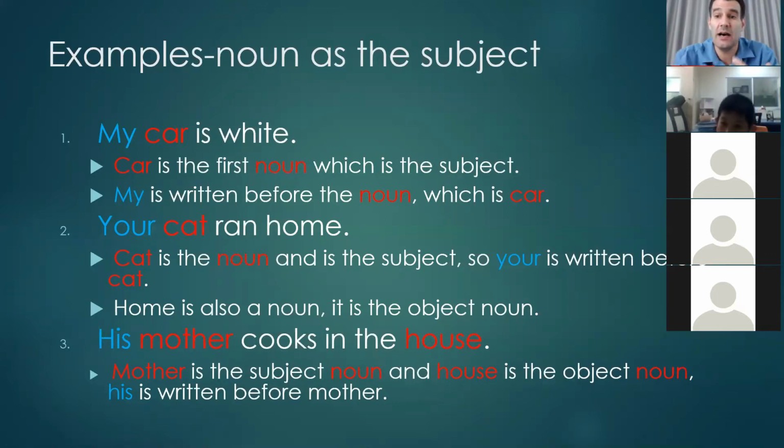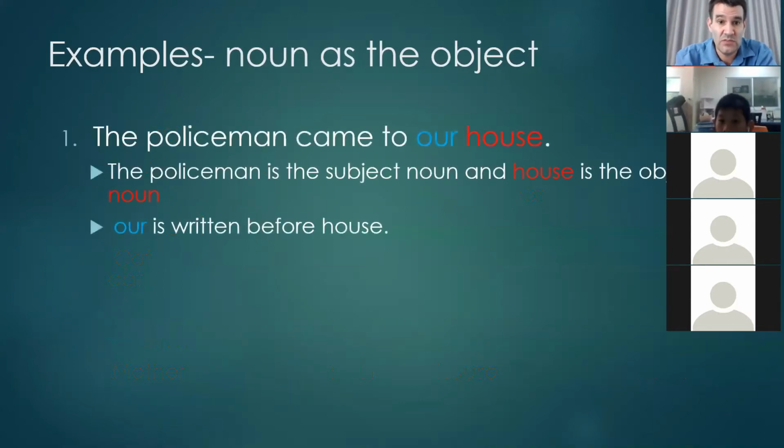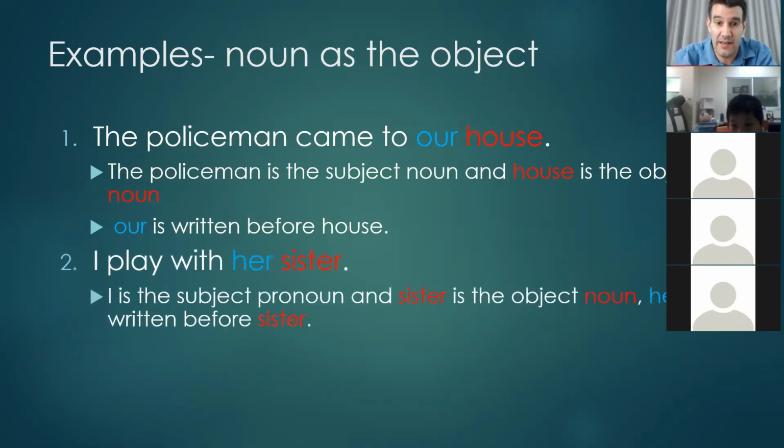So if you are putting a possessive adjective before the second noun, not the first one, the second one. So here's an example. The policeman came to our house. So policeman is a noun. It is the subject noun, subject. House is object noun. So again, we write the possessive adjective before the noun. So our house. Our is written before house. You must find the noun and then write it before the noun.